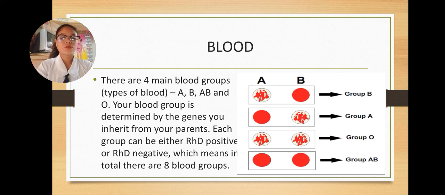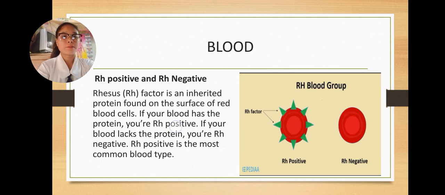Blood typing is used to determine an individual's blood group, to establish whether a person is blood group A, B, AB, or O, and whether he or she is Rh positive or Rh negative. So, what is Rh positive and Rh negative? The rhesus, or Rh, factor is an inherited protein found on the surface of red blood cells. If your blood has the protein, you are Rh positive. If your blood lacks the protein, you are Rh negative.